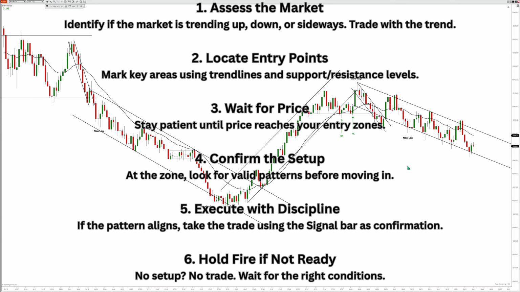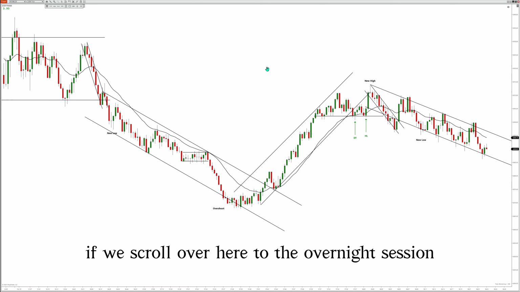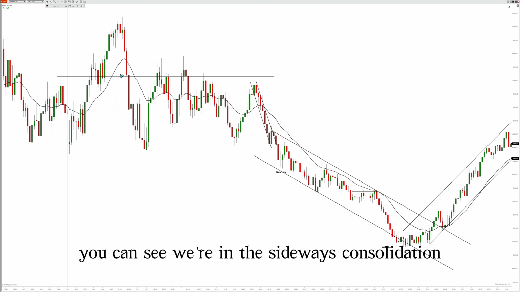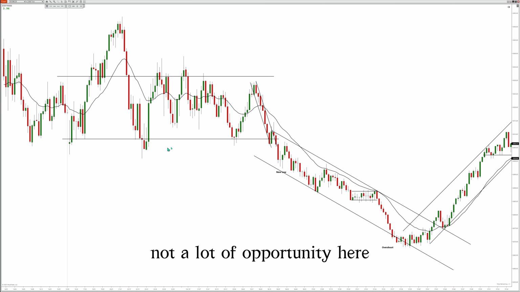ES, E-mini futures, 2000 tick chart, and we're using price action rules and market geometry to determine where to enter for high probability setups. All right, guys, if we scroll over here to the overnight session, you can see we're in this sideways consolidation. Not a lot of opportunity here. No traders are really in the market.